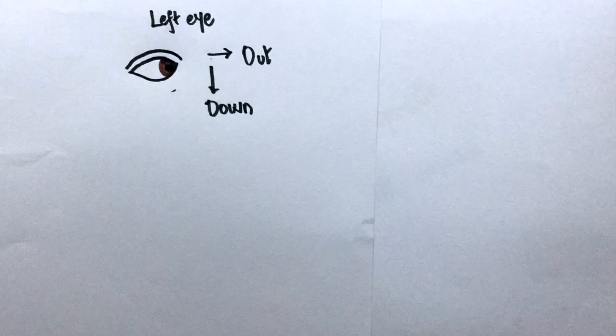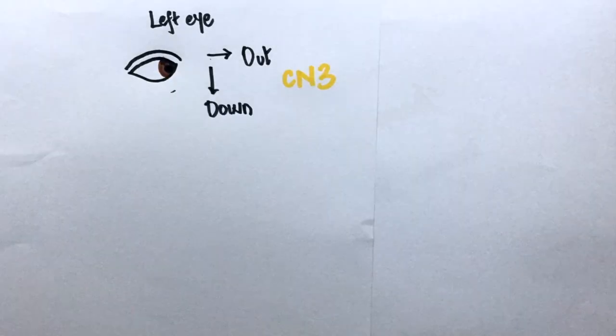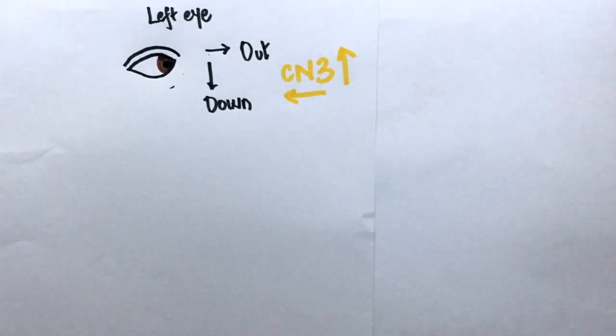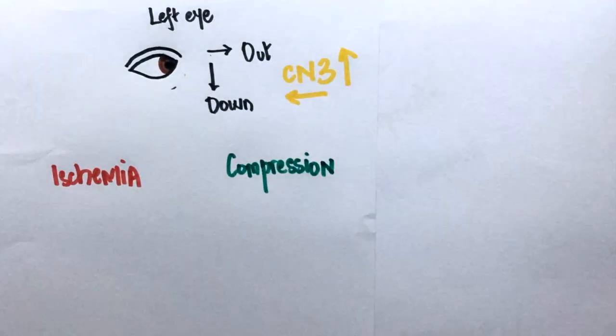Whenever an eye is in the down and out position, we should suspect a dysfunction of cranial nerve number 3. CN3 is responsible for adduction and for the upward movement of the eye. So, if there's a CN3 lesion, the eye will move in the opposite direction, that is, downwards and outwards. CN3 dysfunction can be brought about by either ischemia or by compression. What makes one different from another is the pupillary function.